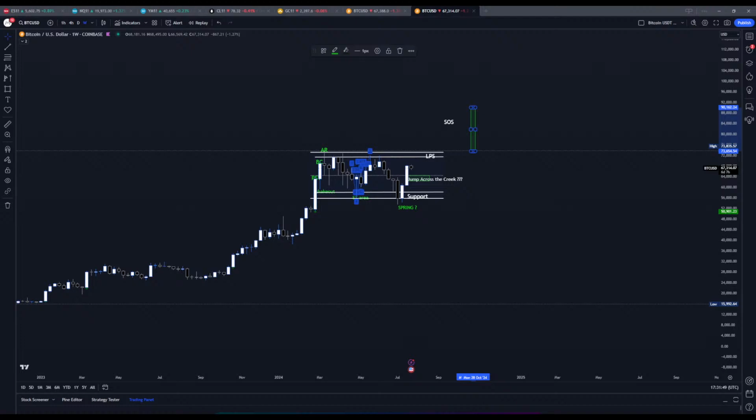Today we're taking the time to do a Wyckoff analysis, right? And now moving into Wyckoff analysis once again. That is the case.